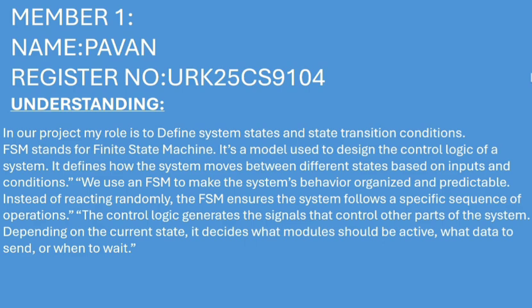The control logic generates the signals that control other parts of the system. Depending on the current state, it decides what modules should be active, what data to send, or when to wait.